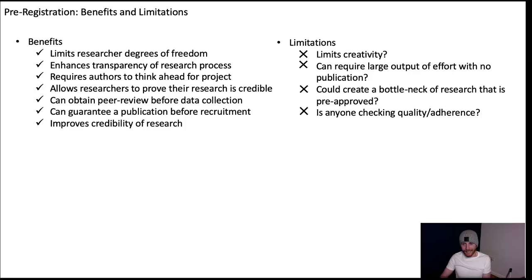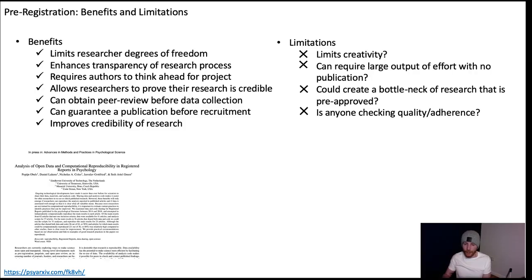For example, is anyone checking quality or adherence to the pre-registration? I know that I've submitted a pre-registration before, and I wrote in the paper that the reviewers are welcome to check my pre-registration, and then I realized that I hadn't actually made the project public, so the reviewers hadn't been able to see the pre-registration. So obviously they didn't bother reading it or checking it, they were just taking my word for it. And there is some research to suggest that this is the case.